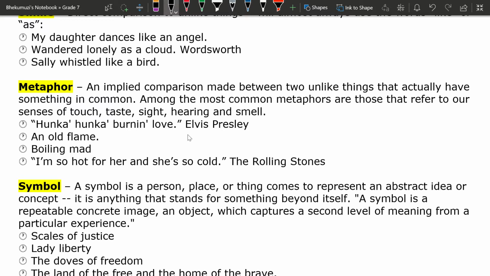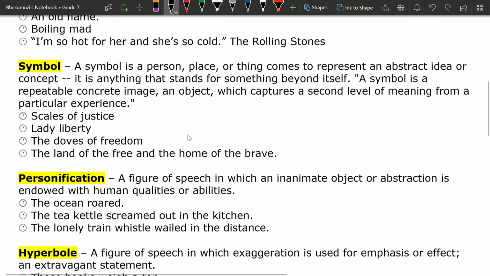Okay. Now, again, we also have what we call a symbol, and a symbol basically is a person, place, or thing that comes to represent an abstract idea. An abstract idea is something that we can't really picture in our heads, right? So a symbol is a person or place or thing that represents an abstract idea or concept. It is anything that stands for something beyond itself, right?